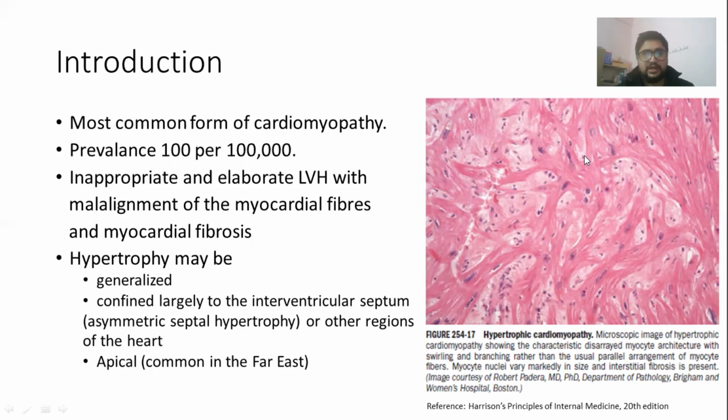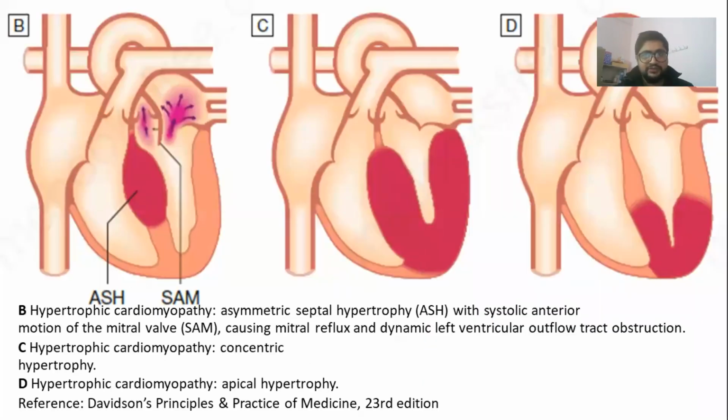So hypertrophy in cases of hypertrophic cardiomyopathy can be either generalized, or it may be confined to the interventricular septum, or it can be apical. This is a picture which shows the various types of hypertrophy which can be seen in hypertrophic cardiomyopathy.